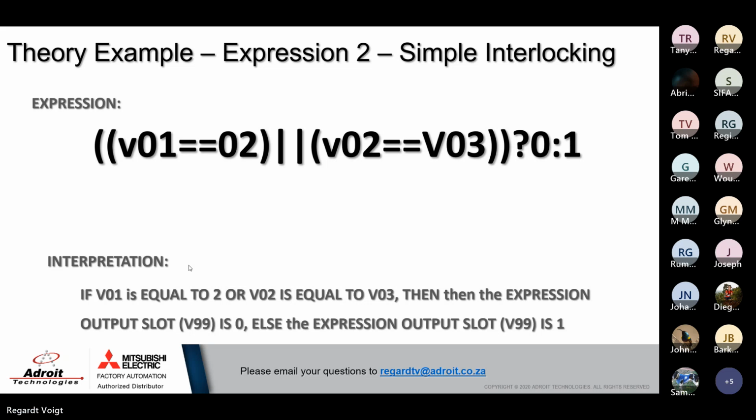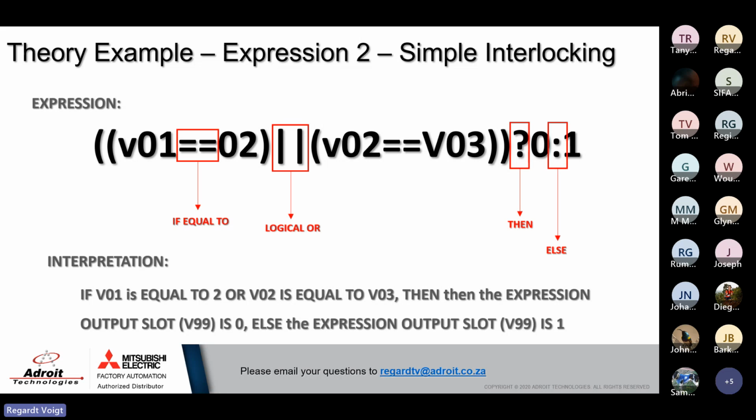So let's look at the main components of this expression. As I mentioned, that equal sign means if these two variables are equal to each other. So that's an if equal to. This will be your logical OR operation. This will be your then operation, and this will be your else operation. Okay, so the colons are the else operation, the question marks are the then operation, and you've got your logical ORs and your comparison operators that are being used.